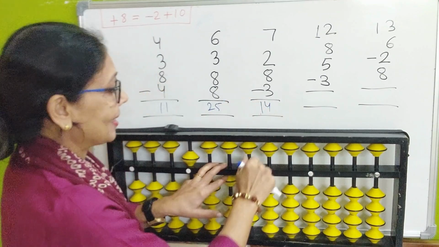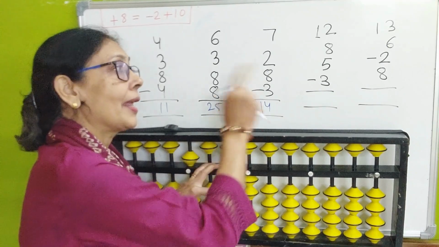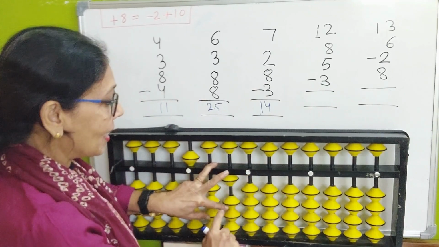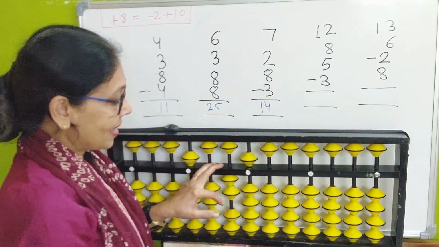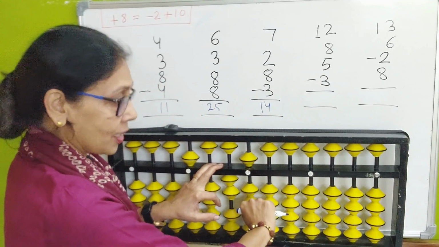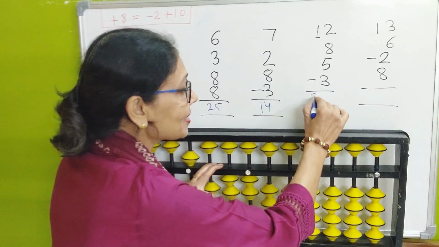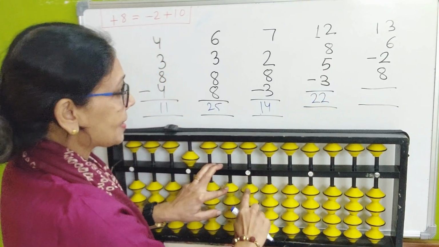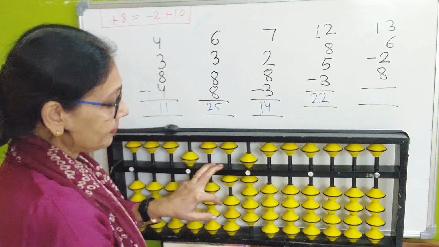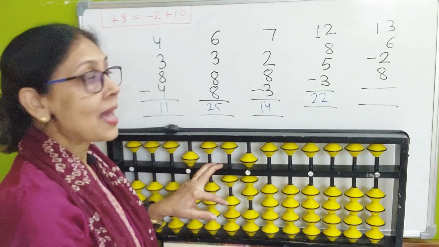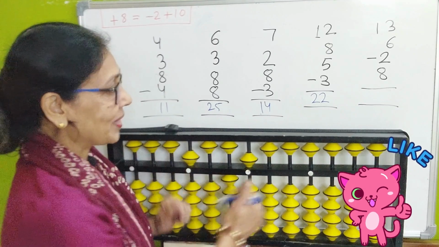Clear? Next is 12, 8. So let's 2, add 10. 5. Let's 3, add 2, let's 5. A small friend formula I used here. Next is 13, 6. Let's 2, add 8. Let's 2, add 10. 25.